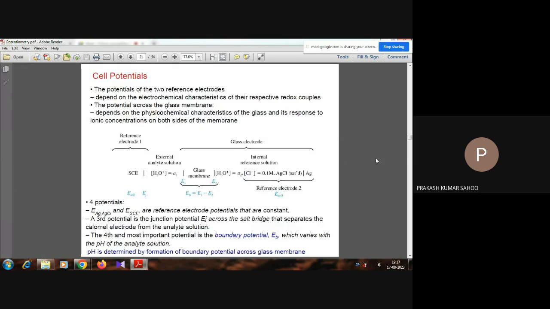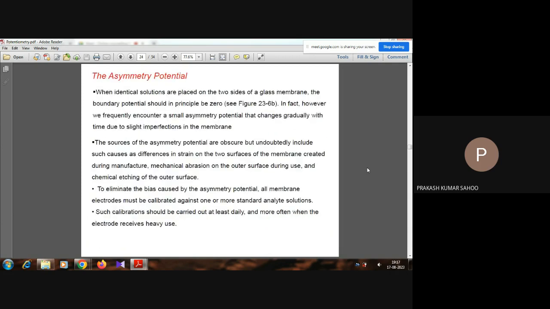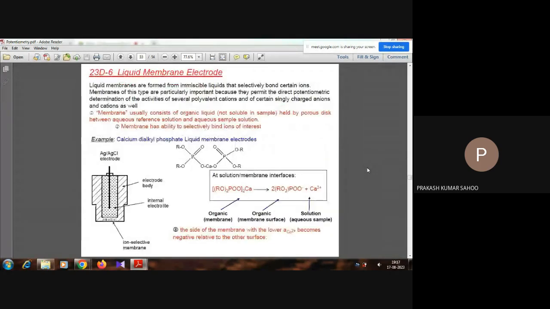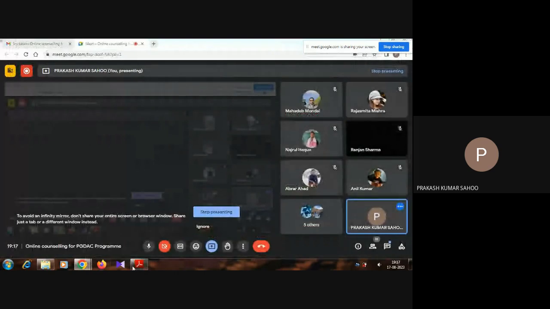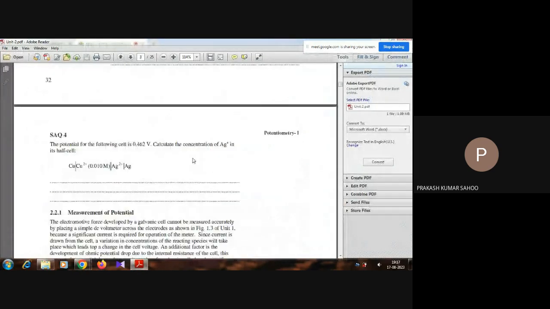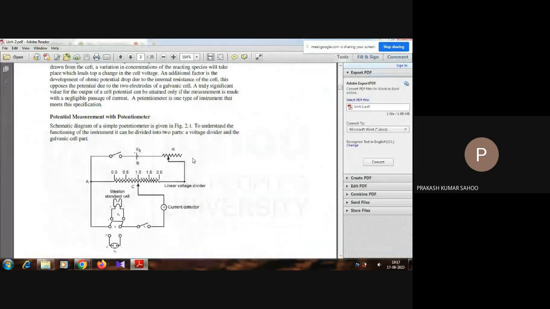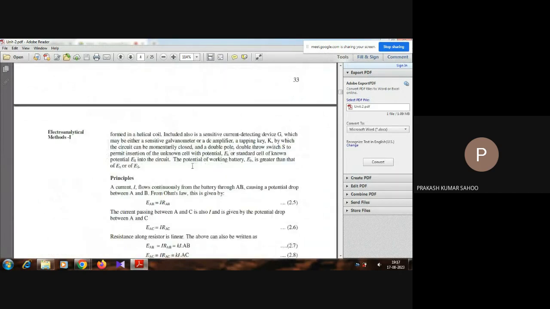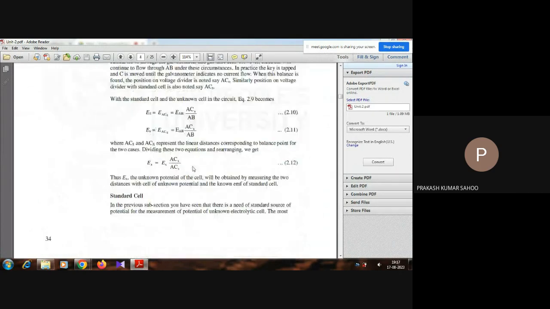This is not in your syllabus. This is the glass membrane. Then this is the cell potential, the same thing, that is oxidation potential of anode plus reduction potential of cathode. These things are not in your syllabus. Let's skip this one and go to our PDF. Yes, this is a measurement of potential by potentiometer or voltmeter.